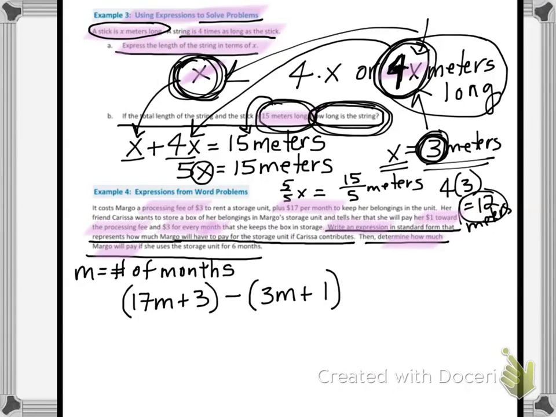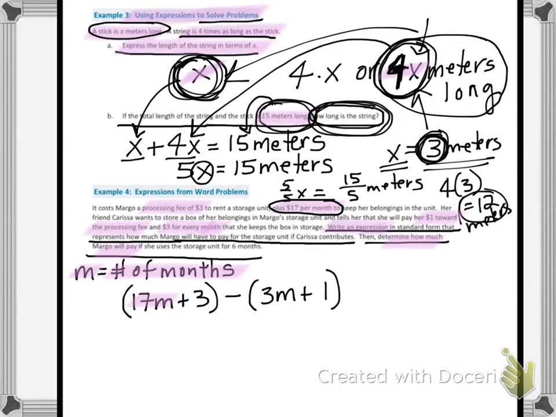But anyway, the way I came up with this is that I just took all of Margot's costs, which were here, $17 per month. That became my 17M. I just took M to be the number of months. You might have done the same. You could have used X, could have used whatever.